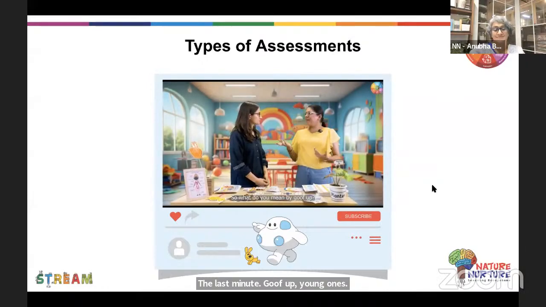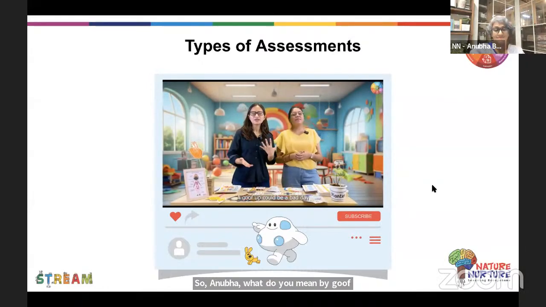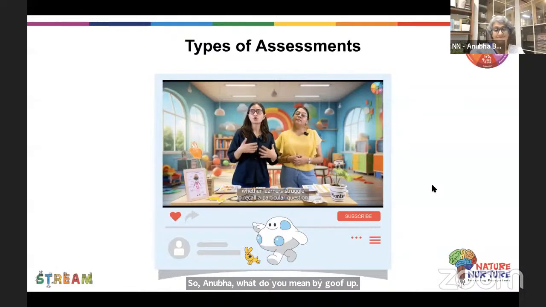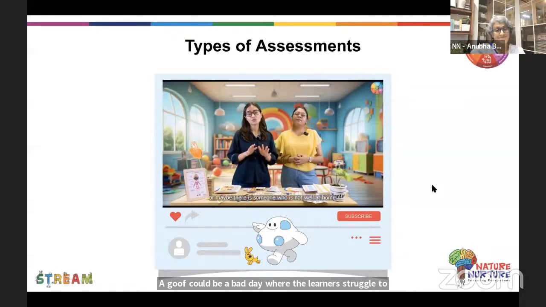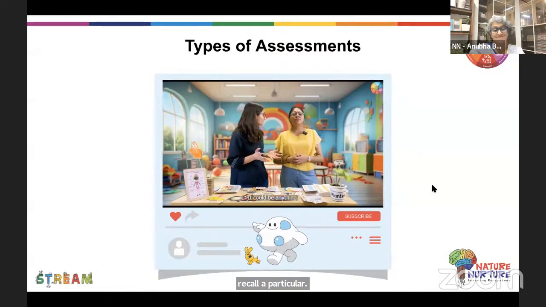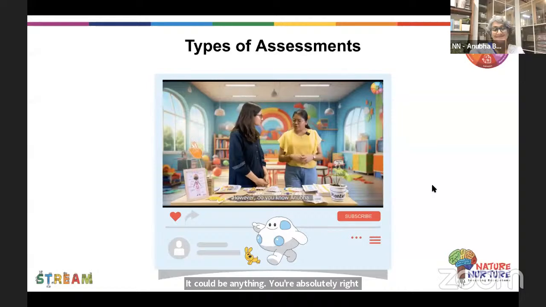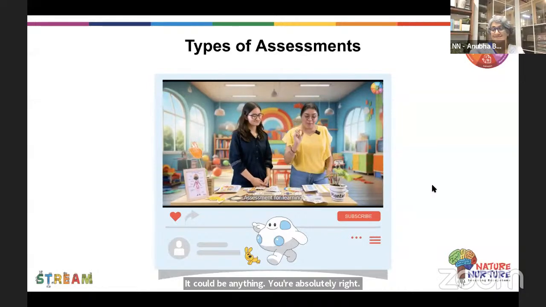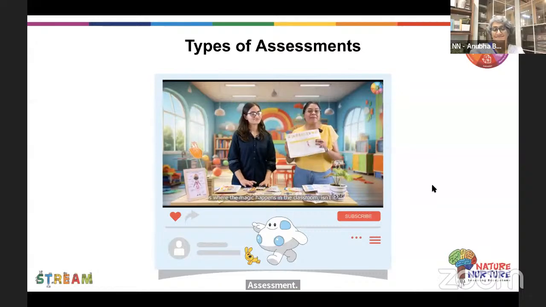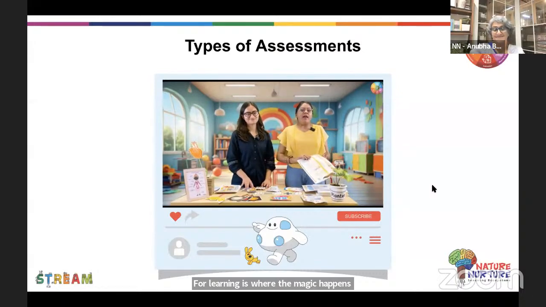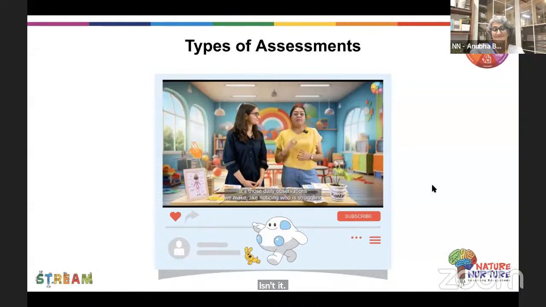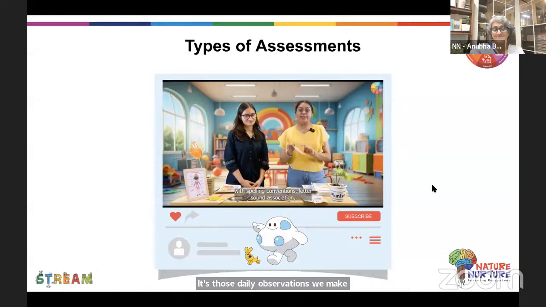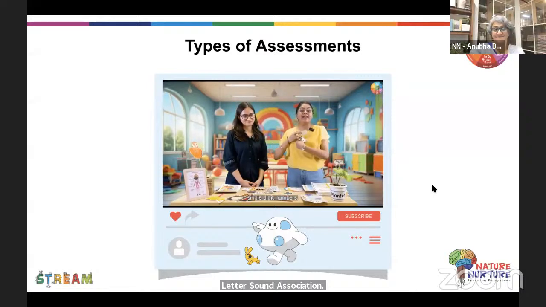So, Anubhav, what do you mean by goof up? A goof-up could be a bad day where the learners struggle to recall a particular question, or maybe there is someone who is not well at home. It could be anything. You're absolutely right. However, do you know, Anubhav, assessment for learning is where the magic happens in the classroom, isn't it? It's those daily observations we make, like noticing who is struggling with spelling conventions, letter sound association, or who is excelling in adding single-digit numbers.